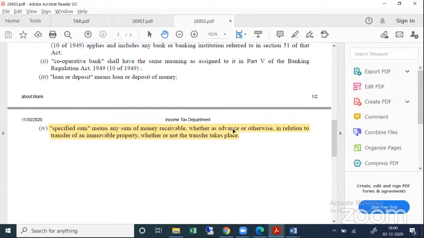Therefore, I believe these things have to be kept in mind and read minutely when such an amendment is brought in. So we have to keep these things in mind and then move forward in our reporting.